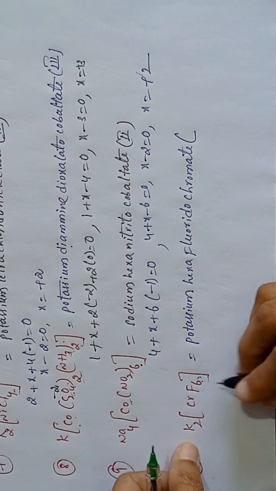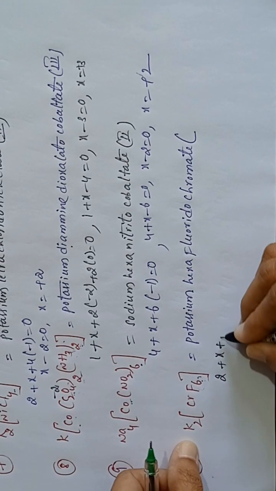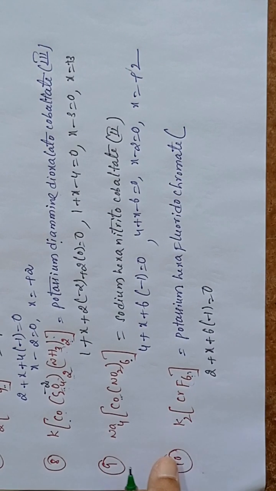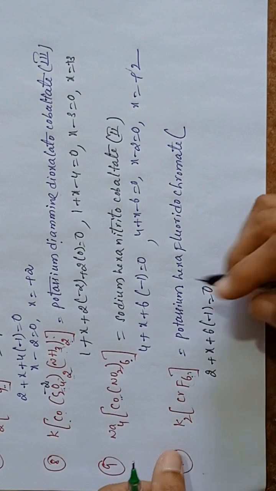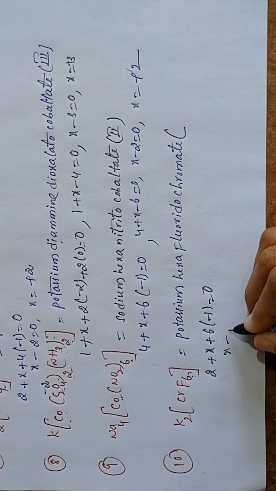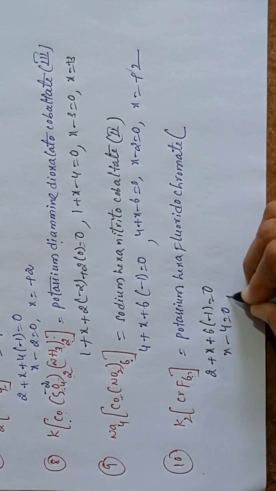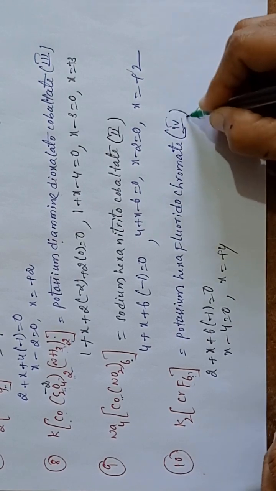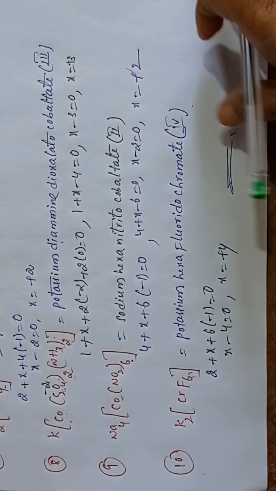You have to write 2 potassiums. 2 plus x plus 6 into fluorine, minus 1 oxidation number. Okay. Then 2 plus x minus 6 equals 0, x minus 4 equals 0, x is equal to plus 4. So what is the oxidation number? Plus 4. So this is about the names of the anionic complexes.